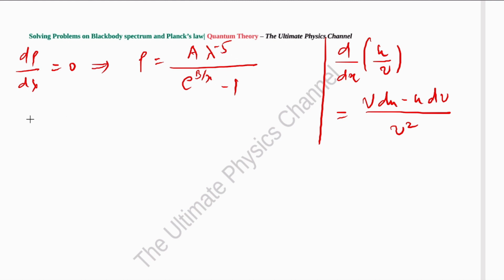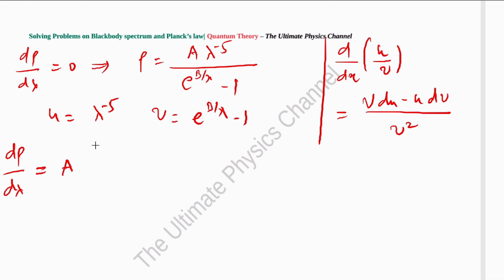of u over v. Here u is therefore lambda power minus 5, let's say, and v is e power b over lambda minus 1. A is the constant that can be taken outside of the brackets. So we can say that taking all this into account, d rho over d lambda is equal to A times the differentiation of u over v. So v is e power b over lambda minus 1. So we write e power b over lambda minus 1 times differentiation of u, du.